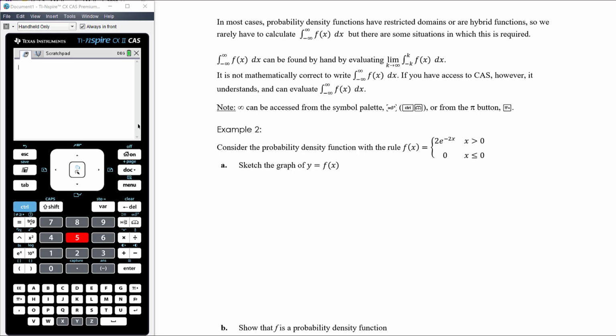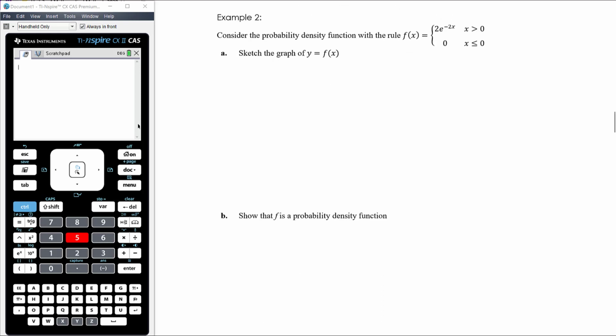If, however, you've got access to CAS, your CAS does understand this. So if you wanted to evaluate an integral to infinity, you can just put infinity in the terminal of the integral, but technically if we're doing it by hand, we need to set it up as a problem involving limits.